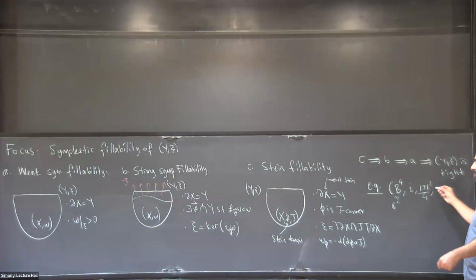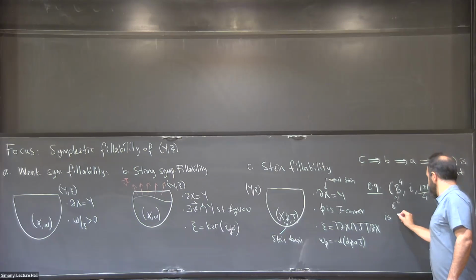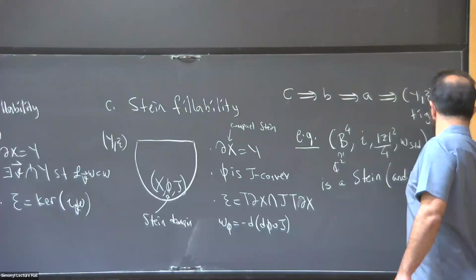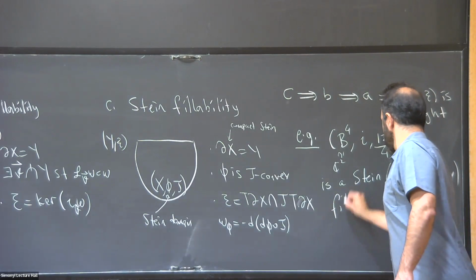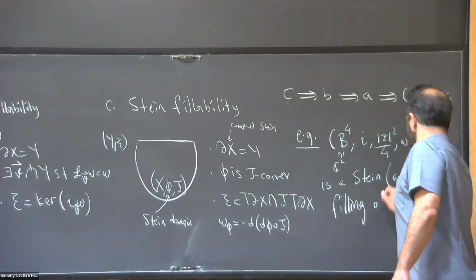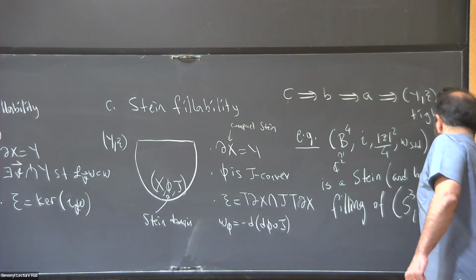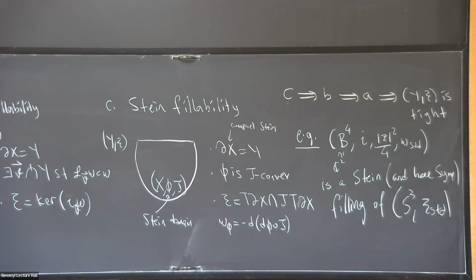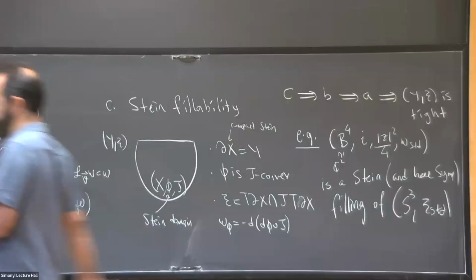I will here also insert what is this symplectic form. It is our standard symplectic form, the standard symplectic structure on B4. This one is a Stein and hence symplectic filling of this S3 with a standard contact structure. Indeed, it is the only one of the symplectic fillings like this.